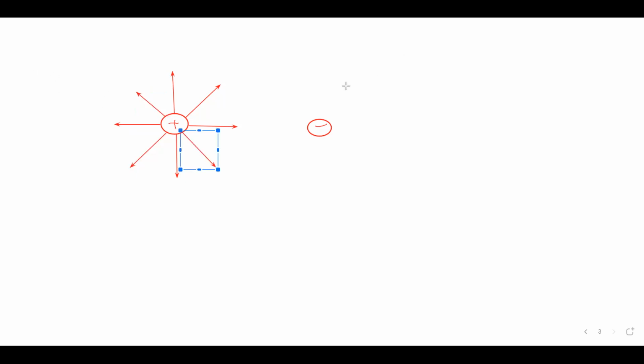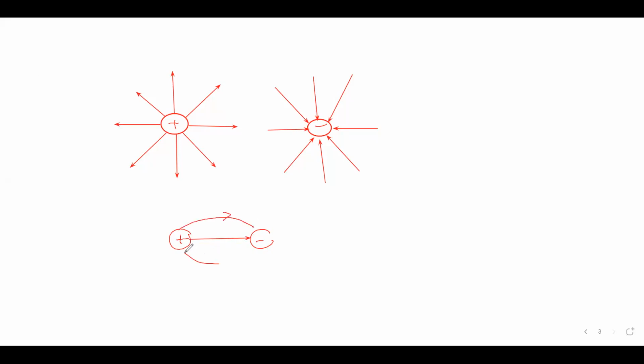Okay, the negative would be directed into the charge. This is the shape of the field of a negative charge. Then, when we have positive and negative charges close to each other, you will find that the field lines move from the positive to the negative in that direction, and then from here to here, and from here to here.